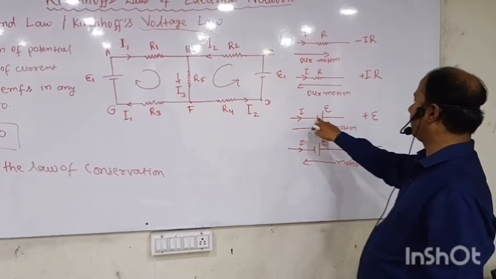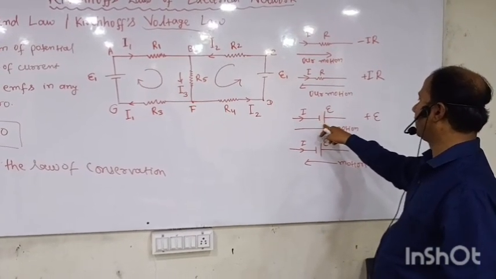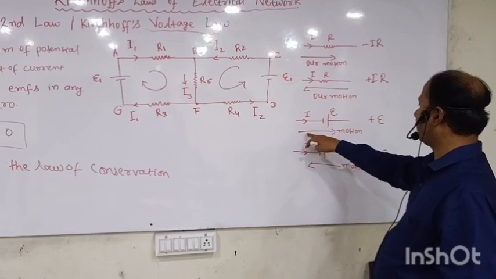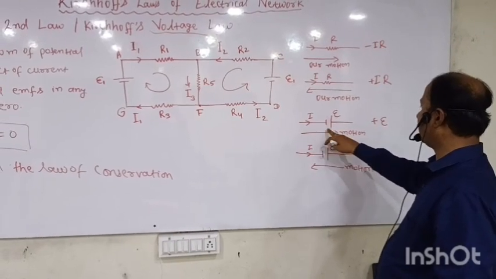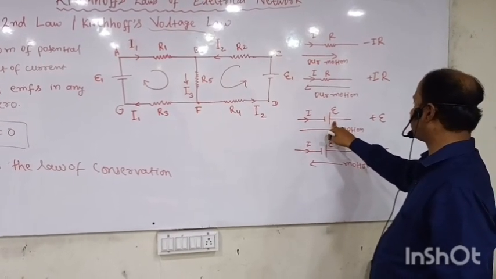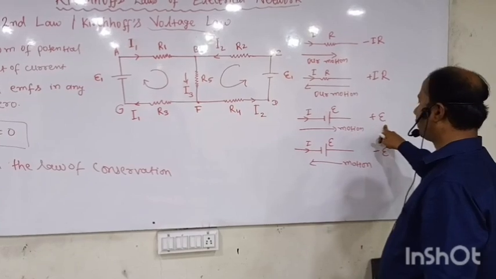And in third case, this is the source of EMF. Current is in this direction and our motion is in the same direction. Then this is negative and this is positive. Then we have to take EMF positive.